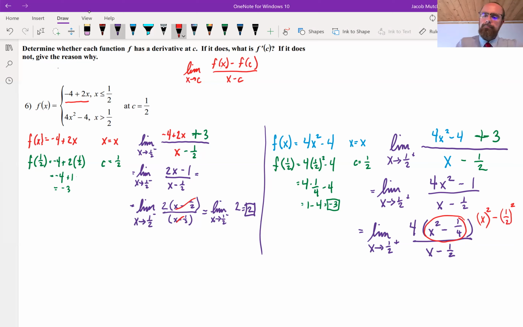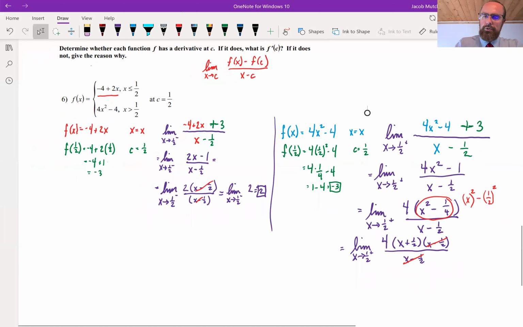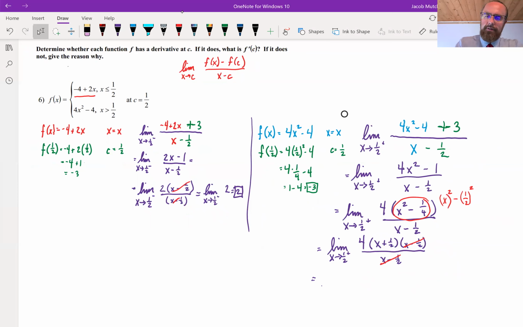So I'm going to factor. This is the limit as x approaches half from the right of 4 times, that would factor as x plus 1/2 times x minus 1/2, all over x minus 1/2. So then we see the cancellation very clearly, and that sets us up for direct substitution. So again, I'm going to write that simplified version, get ready to substitute half for x. So all that's left here is 4 times x plus 1/2.